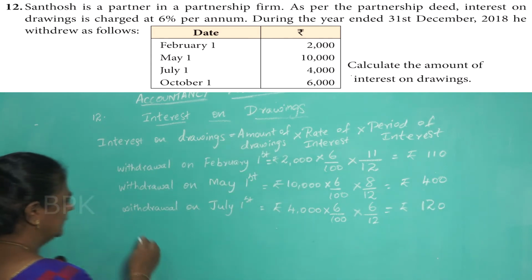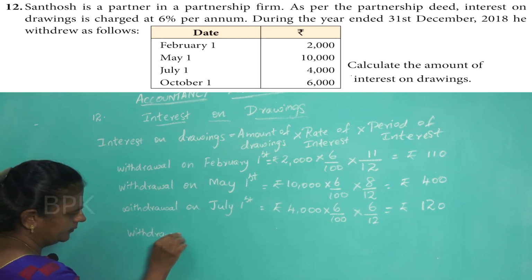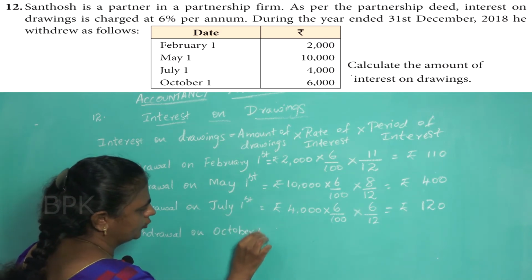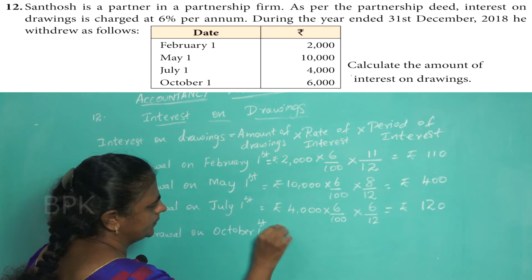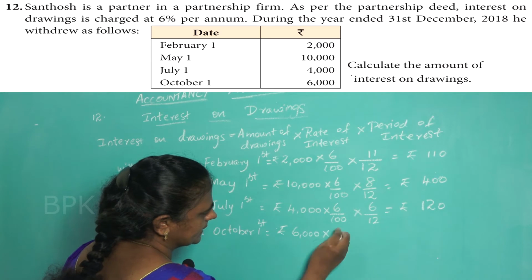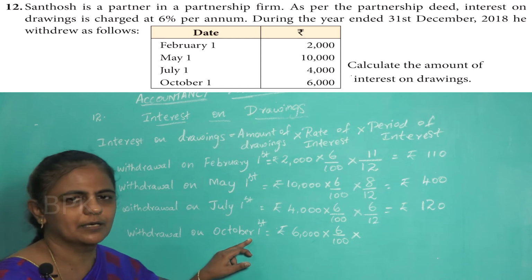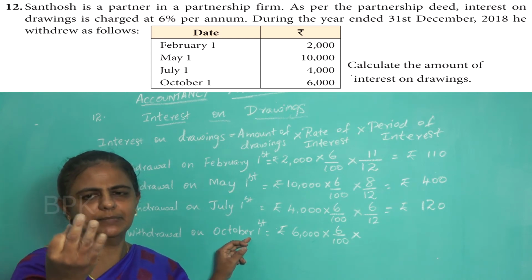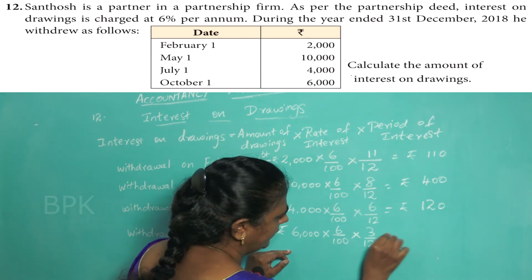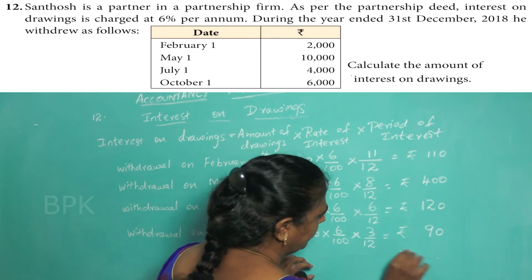Okay. Next, withdrawal on October 1st. How many rupees? 6,000, 6%, 6 by 100. Again, October to December: October, November, December. Okay, 3 months. 3 by 12. That will give you 90. So, now add all this.